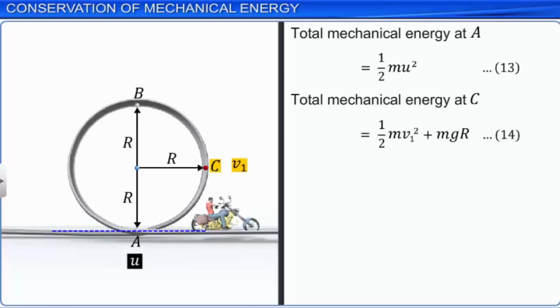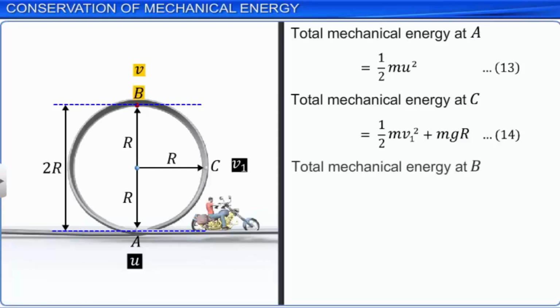When it reaches the highest point B, it has velocity v, and its height with respect to the reference level is 2r. It has maximum potential energy, which is mg into 2r, and least kinetic energy, which is half mv². The total mechanical energy at B is denoted by half mv² plus mg into 2r. Let this be equation 15.